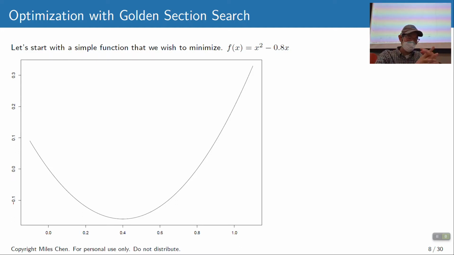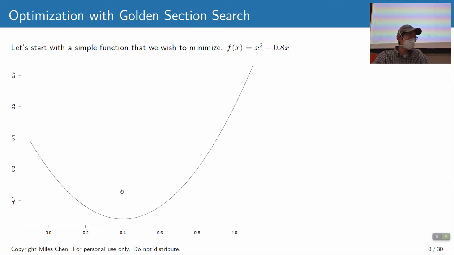Okay, so let's apply this knowledge from the golden ratio, and we can create a search algorithm. We call this golden section search. It's a search algorithm that uses the golden ratio. Here we're just going to find the minimum of a very simple function, a parabola, x squared minus 0.8x. I can tell you the minimum happens at 0.4.